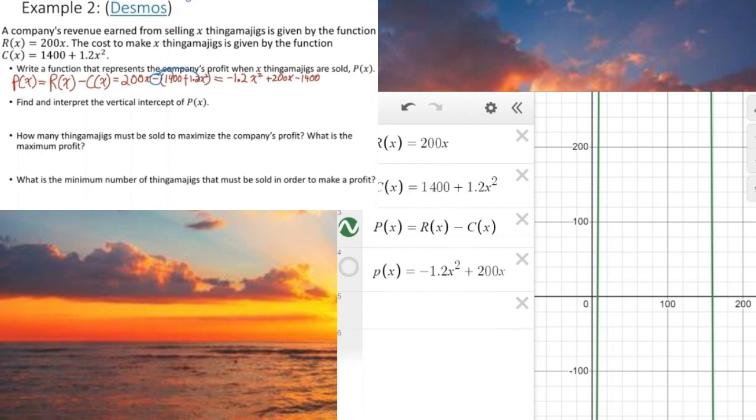Next, we're going to find and interpret the vertical intercept of P of X. The phrasing vertical intercept is another way of saying we're trying to find the y-intercept. But because we're technically not using y, it's better to say vertical instead. But either phrasing, we know that we have to set x equal to 0. And since we're trying to find the vertical intercept of P of X, we're going to plug 0 into our P function.